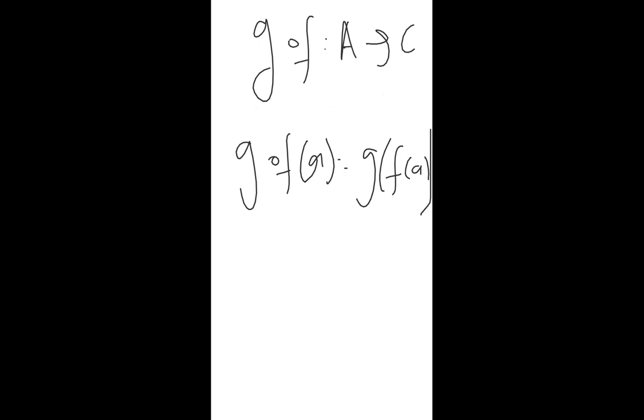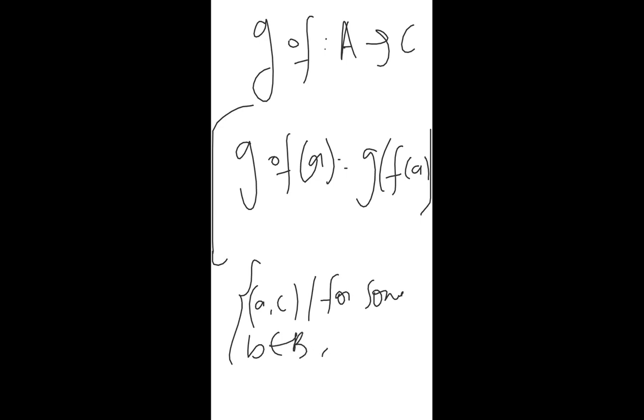And if we wanna define it formally, this is the function whose rule is for some B in B such that F of A is equal to B and G of B is equal to C. They mean the same thing, but this is more formal.